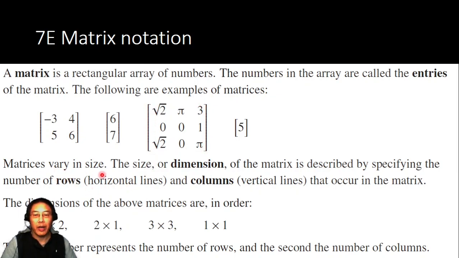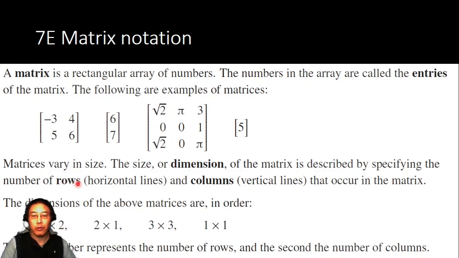Now they will vary in size. The size is also called the dimension of the matrix, and you need to specify two values: the number of rows that you have here and the number of columns that you have over there. So the number of rows represents the horizontal lines, and the columns represent the vertical lines. Okay, so the first one has 2 rows, 2 columns, so we define it as a 2 by 2.